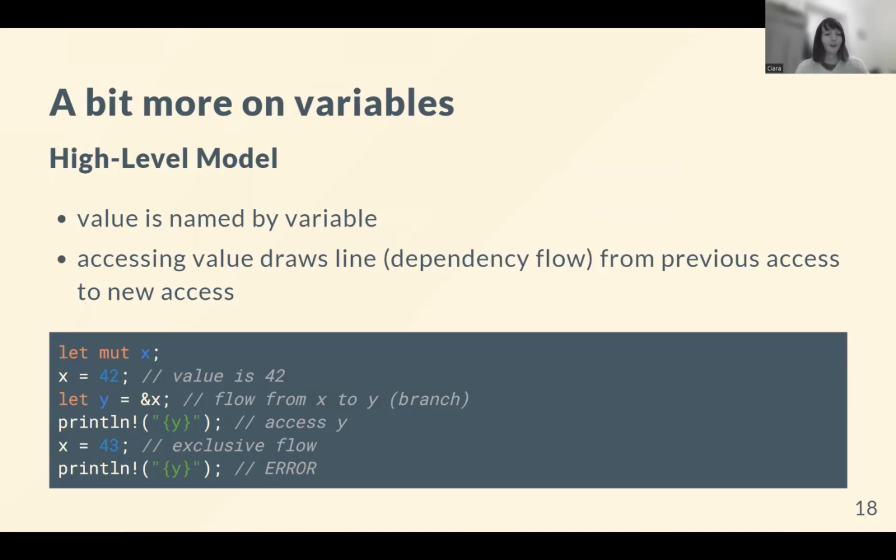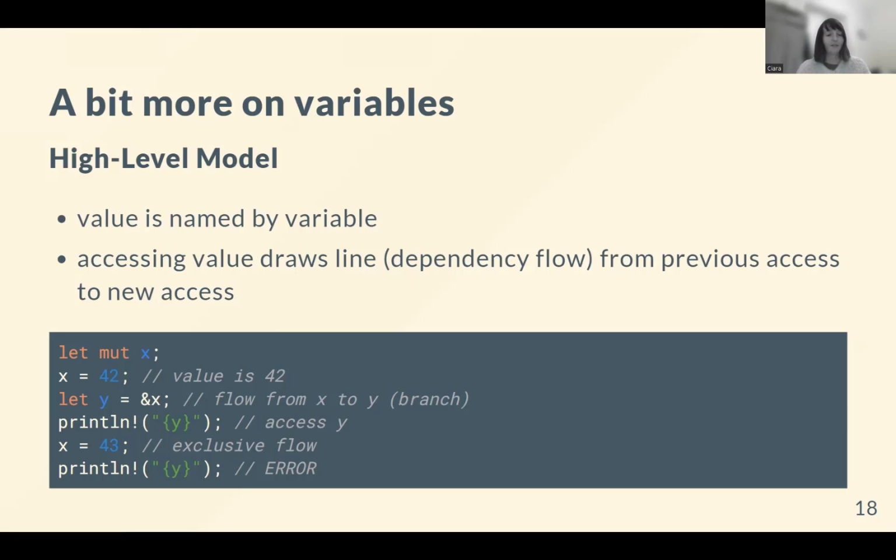So in this case, you start off with this let mut x, which is declaring your variable, but at that point you don't have a value, so you can't draw a line from it yet. When we set that value to 42, we can then start drawing lines from it. We can flow from x to y using a reference to x there, and then we can access y.